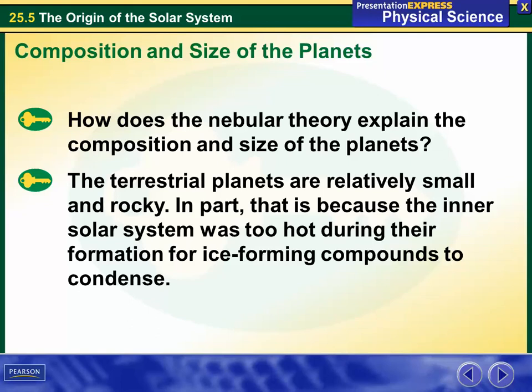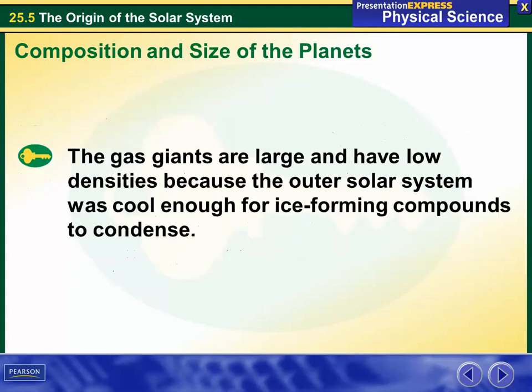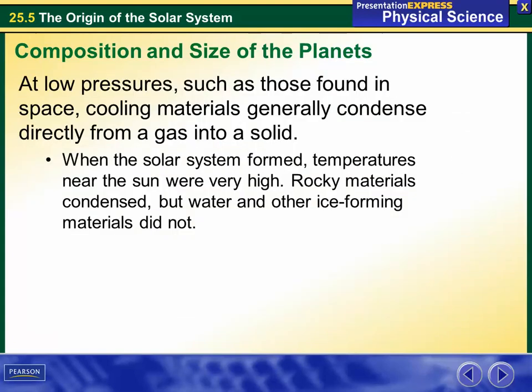They're going to talk about this key concept in a moment, so I'm not going to spend too much time on it. At lower pressures, such as those found in space, cooling materials generally condense directly from a gas into a solid. So when the solar system formed, temperatures near the sun were very high, so the rocky materials condensed, but water and ice-forming materials did not. So the high temperature materials, the rocks, were able to condense, forming our core, forming our mantle, forming our crust.